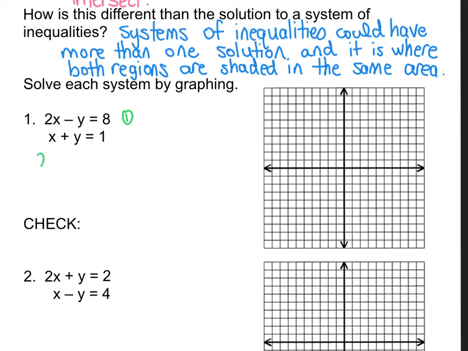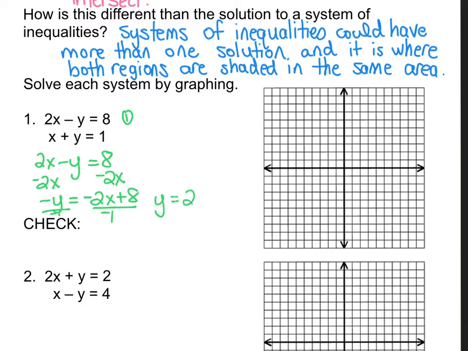So the first thing I'm going to do is come down here and rearrange that equation to get it into slope-intercept form by subtracting 2x from both sides. I get negative y equals negative 2x plus 8, but we know we need to divide everything by negative 1 to get that y positive. So I would get y equals 2x minus 8. So that's the first line that I want to graph.